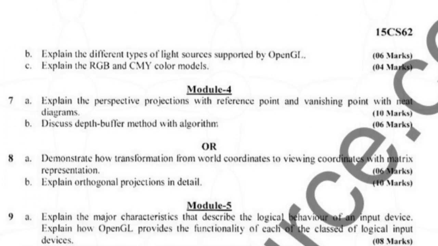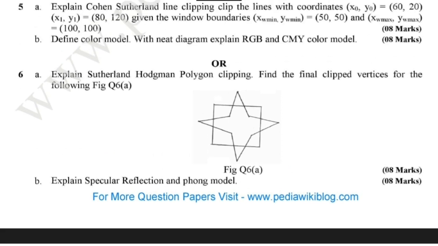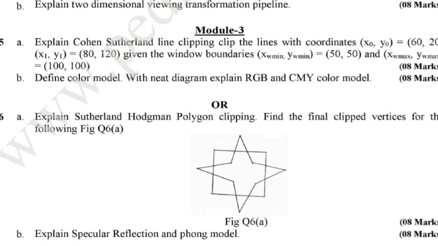Okay, explain the different type of light sources supported by OpenGL and what is RGB CMY. Okay, RGB CMY is mostly asked in all the previous year papers, right? As you can observe here. Here what we have is explain Cohen-Sutherland line clipping algorithm, and this is the numerical. Okay, so before they just add that means the algorithm along with an example. Anyway, if they give example, you anyway have to take these values and do, right? Now they have given the values, you have to do the same thing.